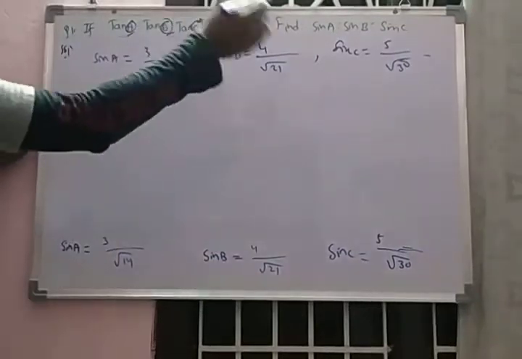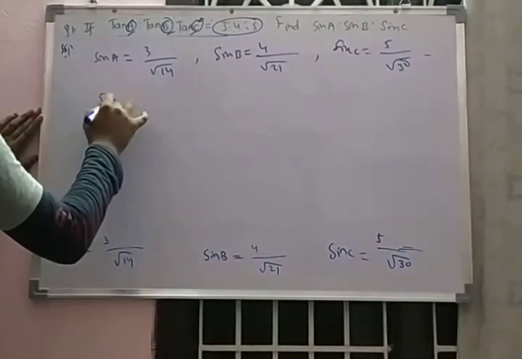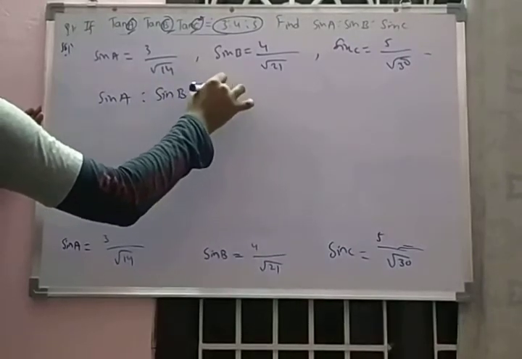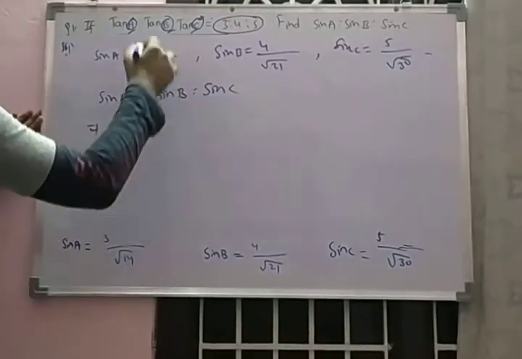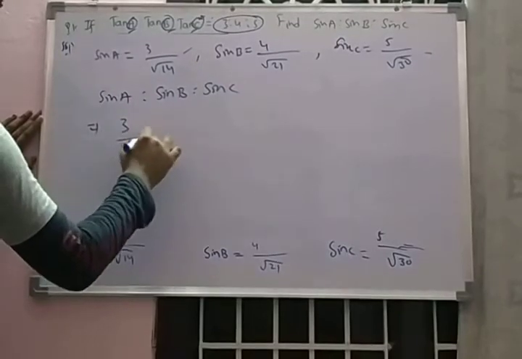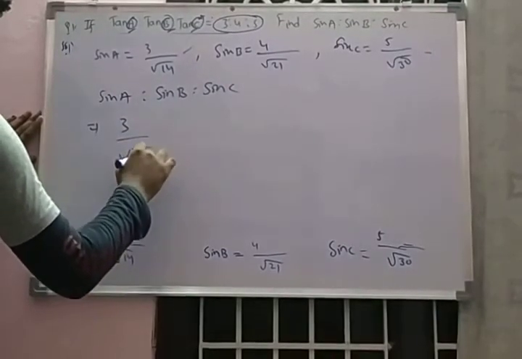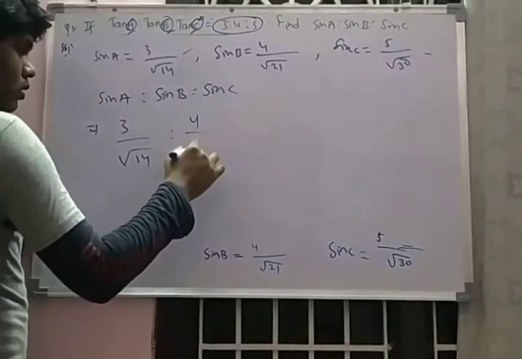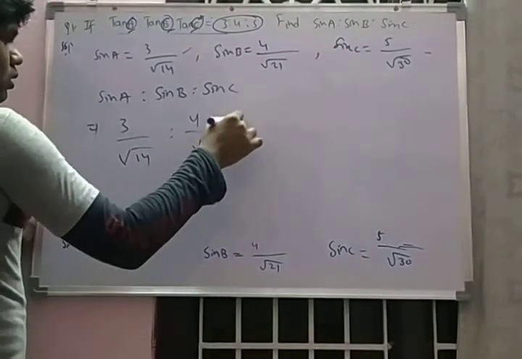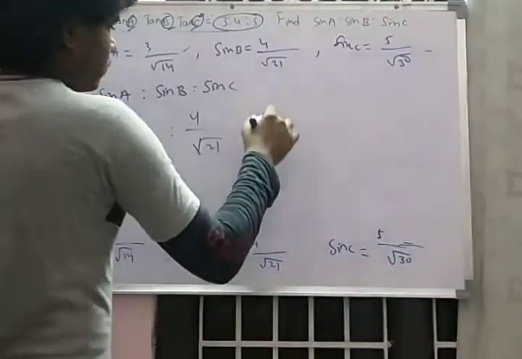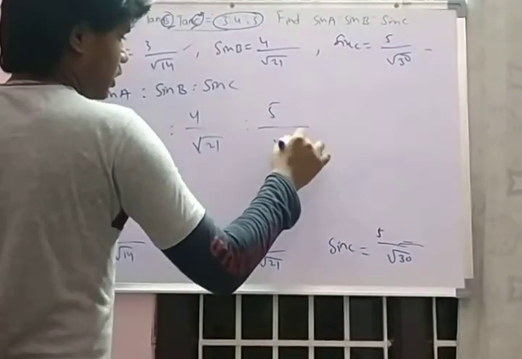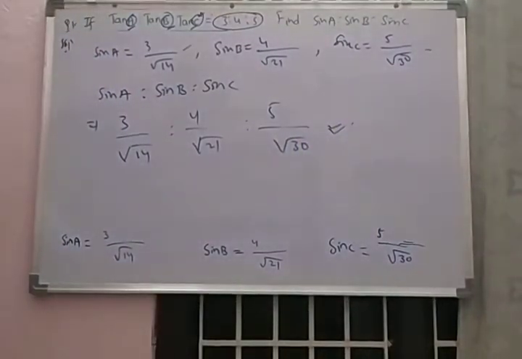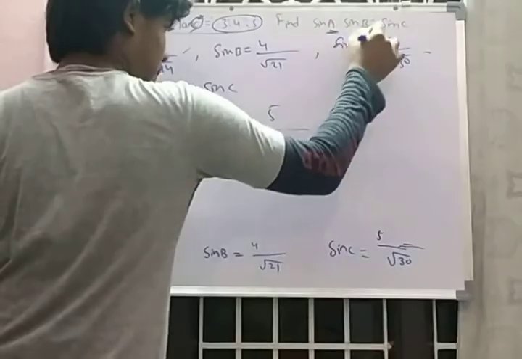Now we need the ratio of sin A is to sin B is to sin C. Here sin A is 3 by root 14, is to sin B 4 by root 21, is to 5 by root 30, and hence it is the ratio of the 3 sine angles of ABC.